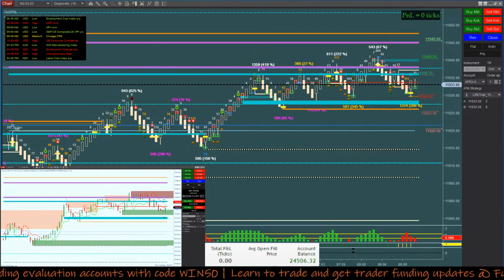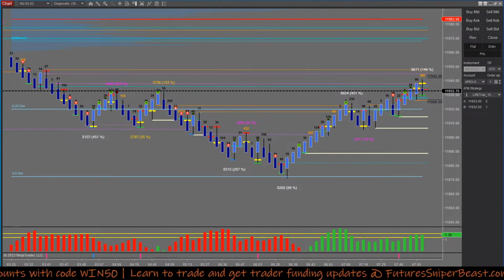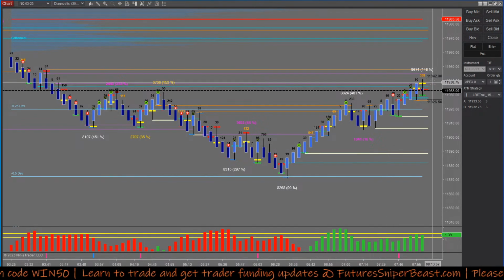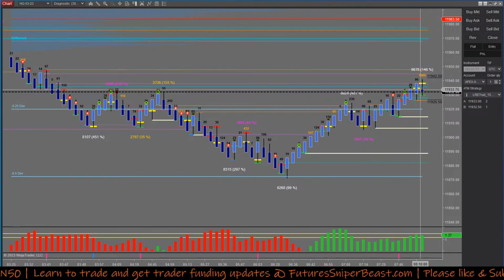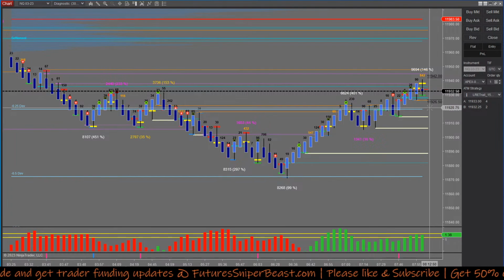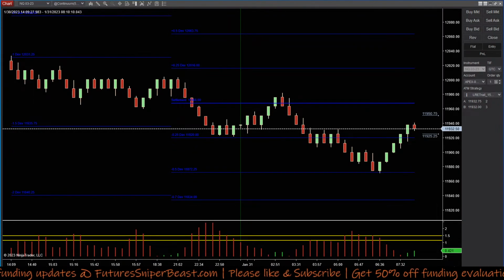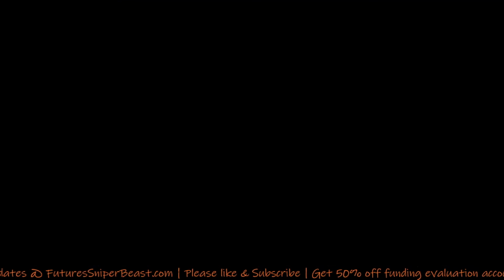Morning, morning. Yeah, it looks like this little area here, we got the double cluster ZOIs, a red institutional block here, about halfway in the middle of this 50 tick bar. Just trying to get a read here.